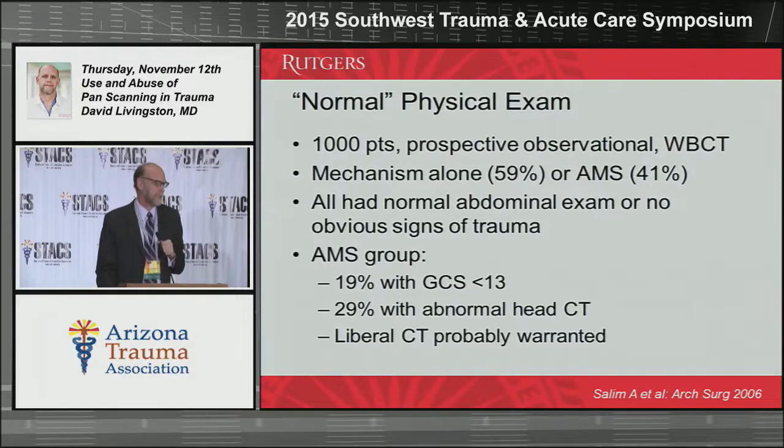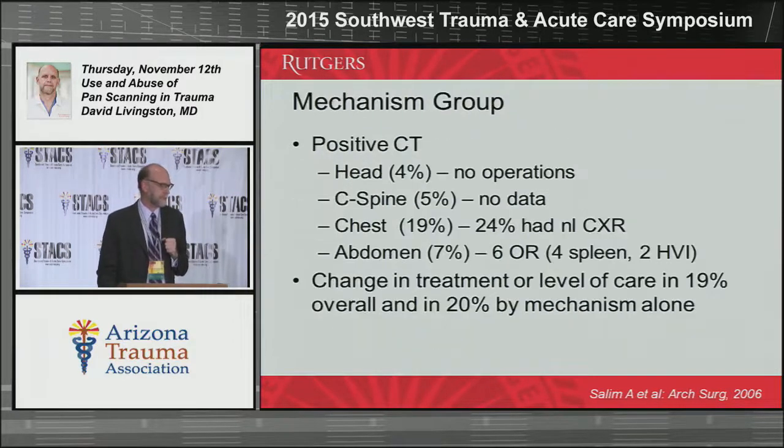This is from Ali Salam's work, and basically they had 1,000 patients, looked at with mechanism alone in about 60%, and you can see in the head CT group that's about what we showed, and that's what other people have shown, and liberal CT was clearly warranted in that group. And for mechanism specifically in the chest and abdomen, you can see that a significant number of people, a quarter, had a normal chest x-ray and had significant findings. And once again, there was significant change of management done by liberal use of CT scanning.